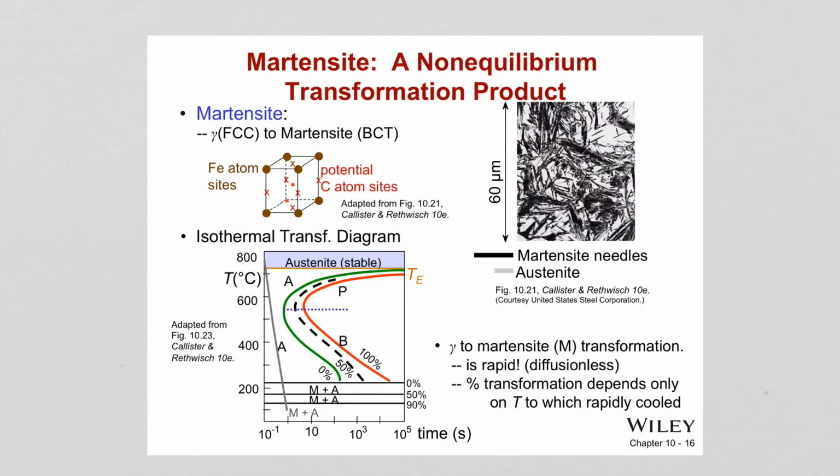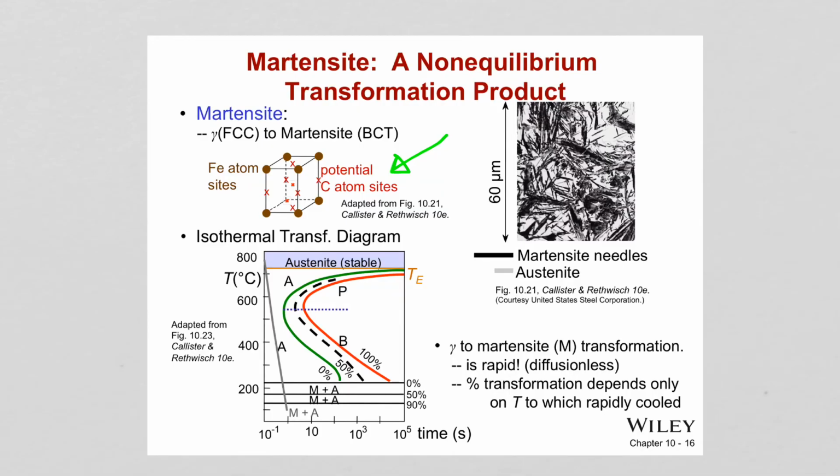Since atoms cannot diffuse anywhere, but they have to change shape to accommodate the carbon atoms, they are going into a different crystal structure. So what happens? The FCC austenite experiences a transformation to BCT, body-centered tetragonal martensite. Okay, so it is shown here. So the crystal structure basically changes.